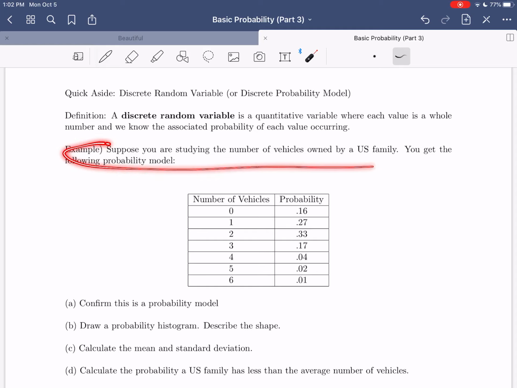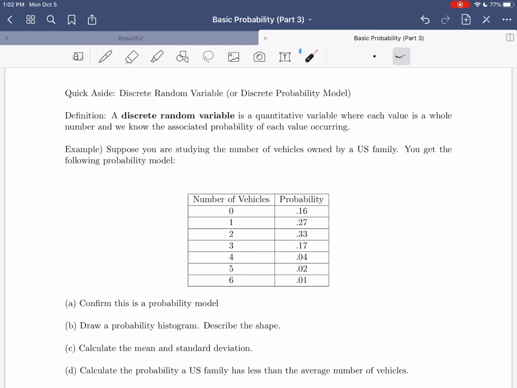So we're going to suppose that you're studying the number of vehicles owned by a U.S. family. Now, of course, that is a quantitative variable. The number of vehicles a family owns is a number, and it is a discrete random variable because you can't own 3 1/4 vehicles.